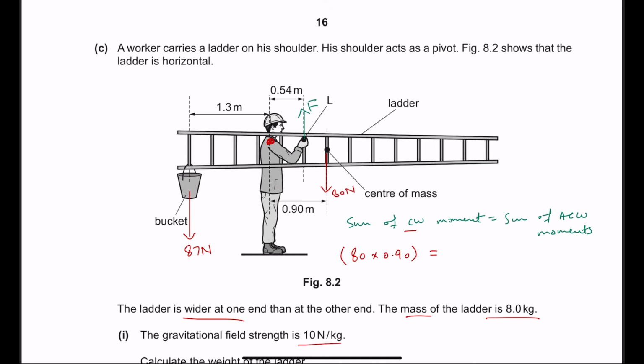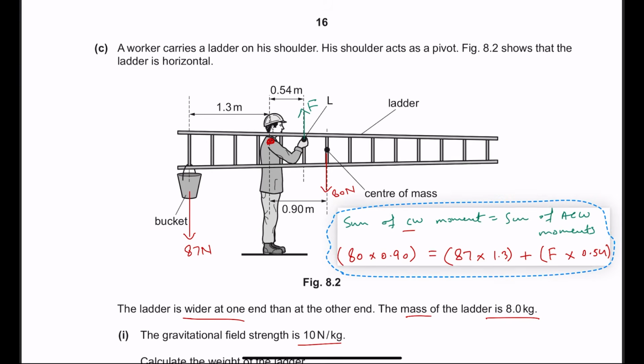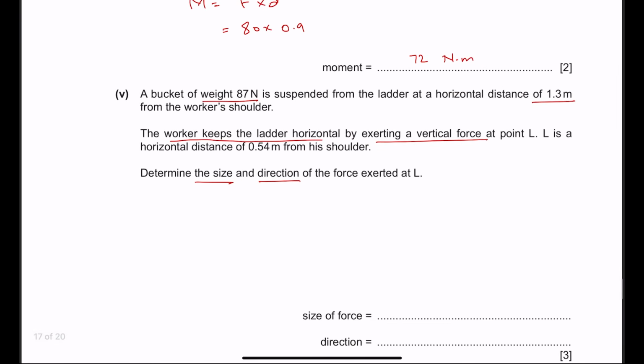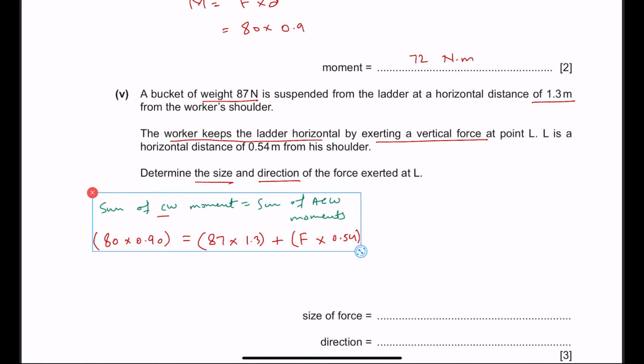The bucket's weight is exerting an anti-clockwise moment, so that would be 87 times 1.3 from the shoulder. And there is another force F that is acting upwards according to our assumption, and that needs to be also added to the anti-clockwise moment. So that would be F times 0.54. Now when you make this equation, what you will do is you will find the force F. So let's find the force F using this equation. I'll put it all in my calculator and I'll find out the force F.